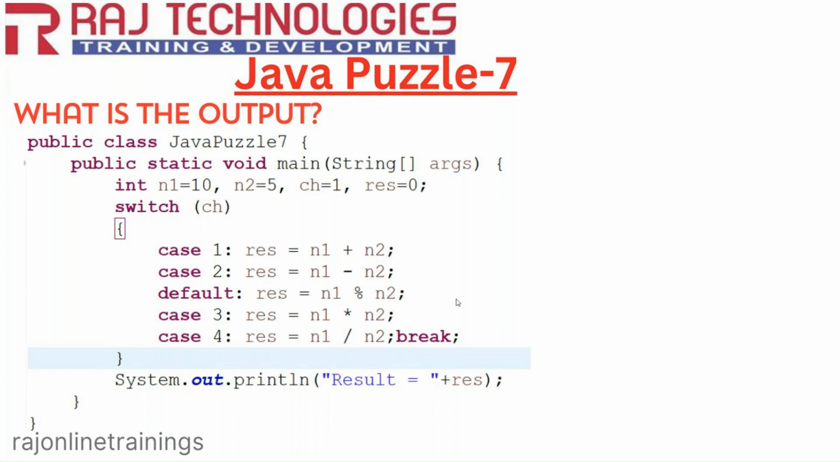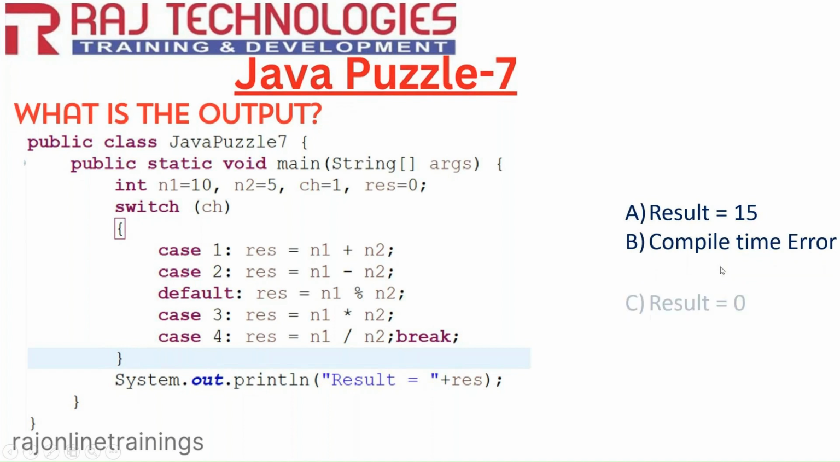Now let us see what the options are for this puzzle question. Option A is result is 15, option B is compile time error, C is result is 0, and D is result is 2. Now, for this question, many of them will go with the answer as compile time error.